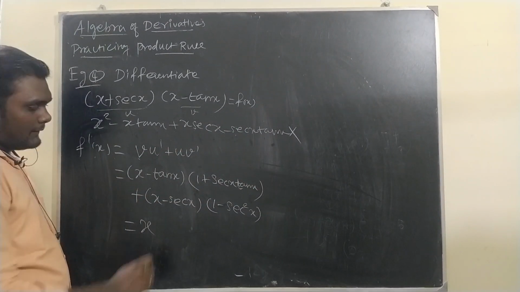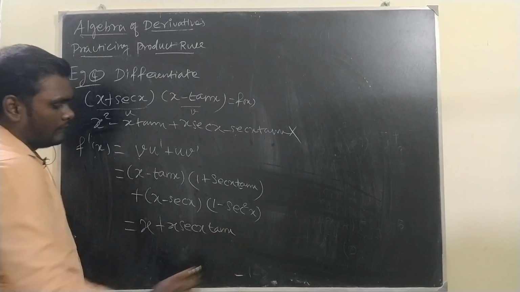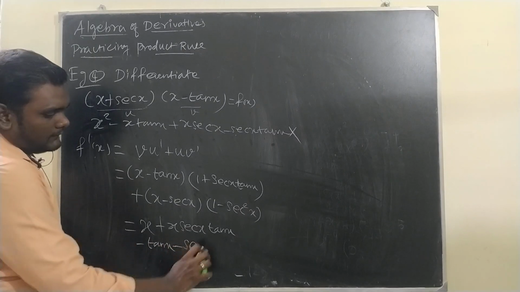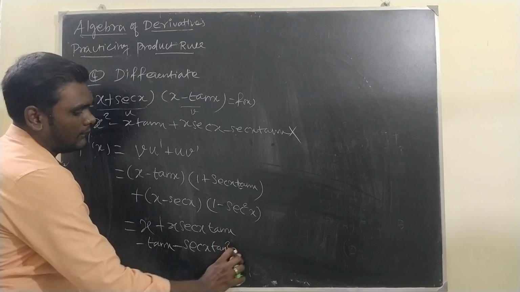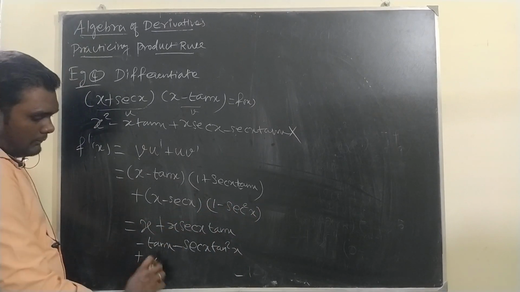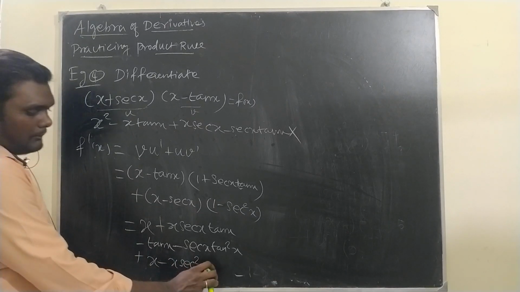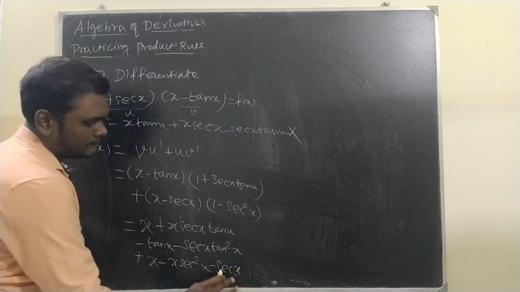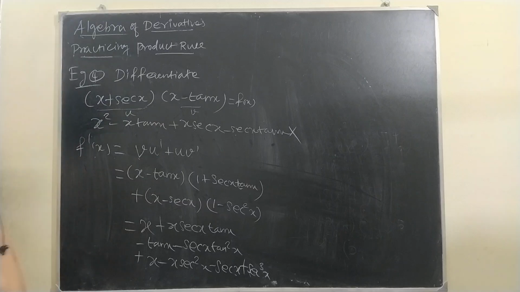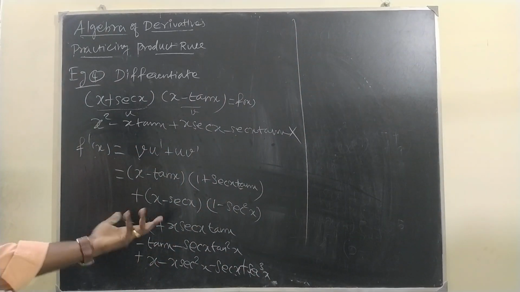That is x plus x secant x tan x, minus tan x, minus secant x tan square x. Then here we have to multiply. That is plus x, minus x secant square x, minus secant x, minus into minus plus secant cube x, and plus, that's all.